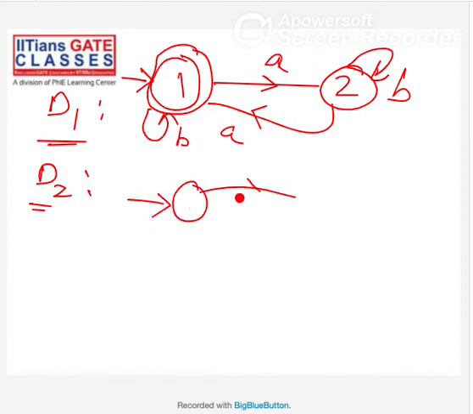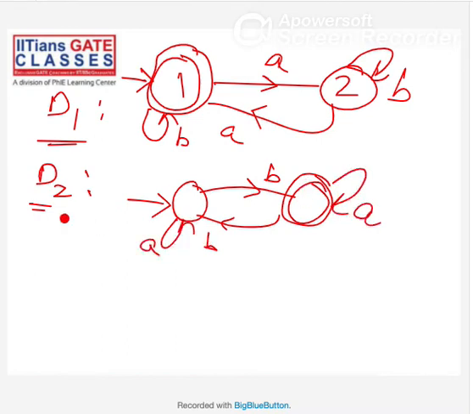Number of B's is odd means if you have a B, then you will accept it. If you have another B, then you will not accept it. And the number of A's does not matter. So you can see this is your DFA D2. What is the language of D2? The language of D2 is odd number of B's. The language of D1 is even number of A's.